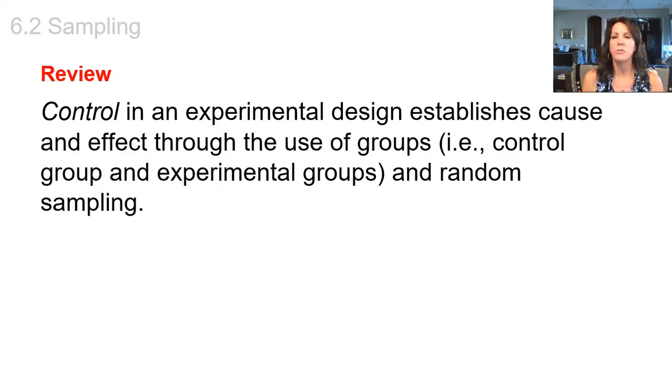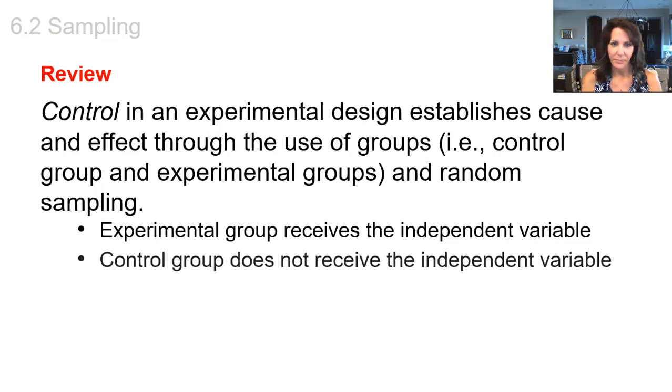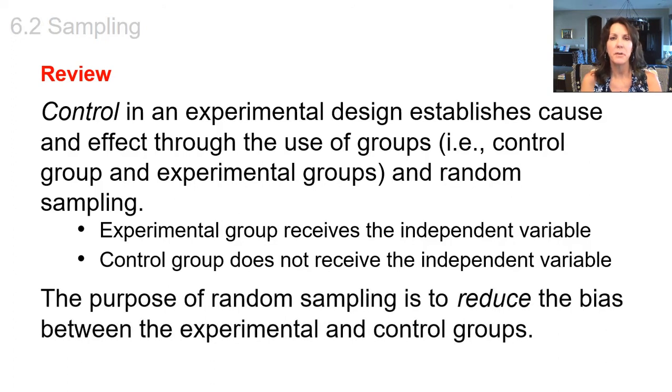We do this through the use of groups. We have a control group and we have an experimental group, and we use something called random sampling. The experimental group receives the independent variable. The control group does not receive the independent variable. The purpose of random sampling is to reduce any bias between these two groups, the experimental group and the control group. I want to make sure that I haven't accidentally stacked the deck such that one group is really different than the other group. I want them to be as randomly selected as possible to flesh out any sort of systematic bias.